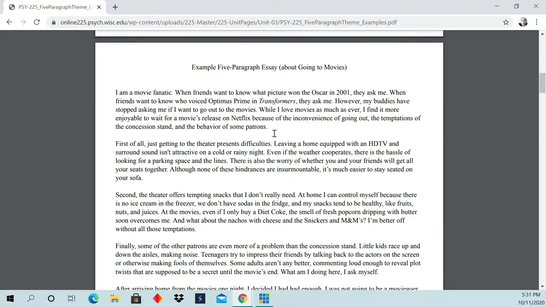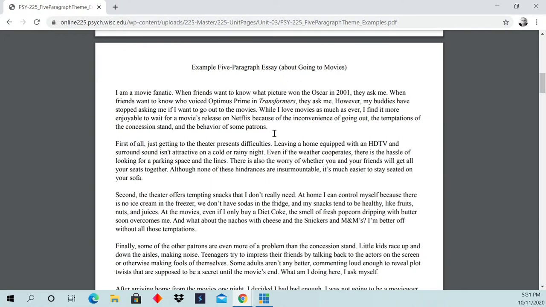So hook, I'm a movie fanatic. Background tells a little bit about his friends and how they know he's a movie fanatic. They ask him who voiced Optimus Prime. So that's all background, just kind of leading you up to that thesis statement, which is, while I love movies as much as ever, I find it more enjoyable to wait for a movie's release on Netflix because of the inconvenience of going out, the temptations of the concession stand, and the behavior of some patrons.